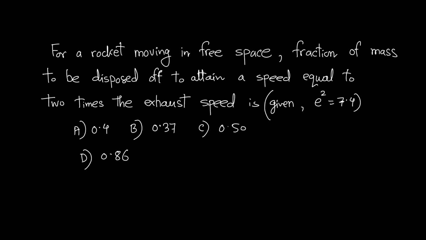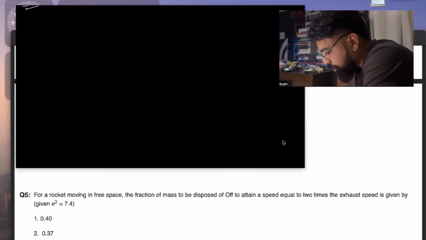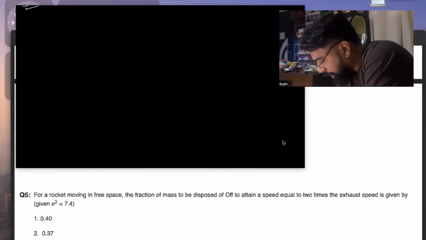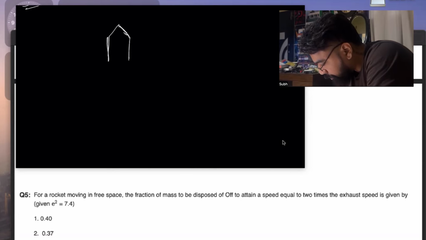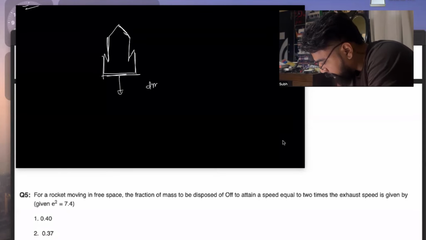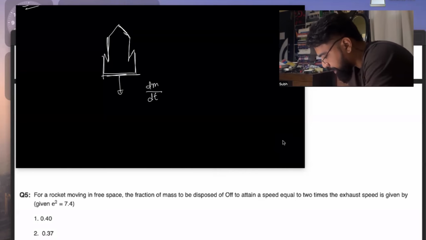So we'll discuss this problem, question number 5, given in the assignment. Let us have a little bit of background information regarding rocket. So in case of a rocket, say if this is the rocket, let us say that this rocket is burning the fuel at the rate of dm/dt. Its mass is burning, so mass is decreasing, the fuel is burning. So that means it's minus dm/dt.